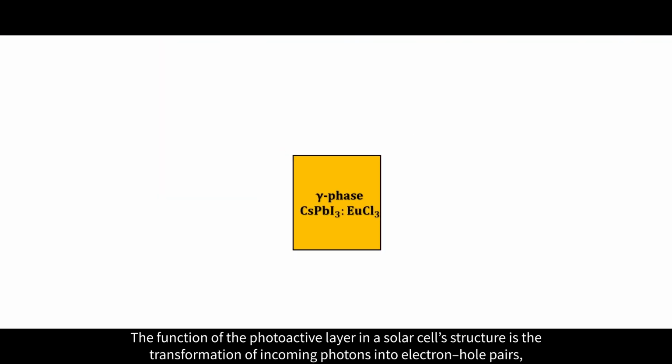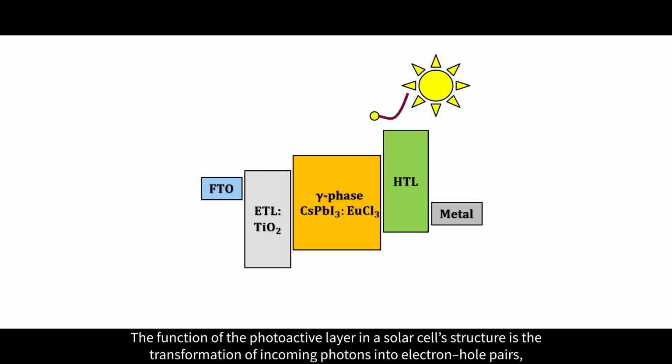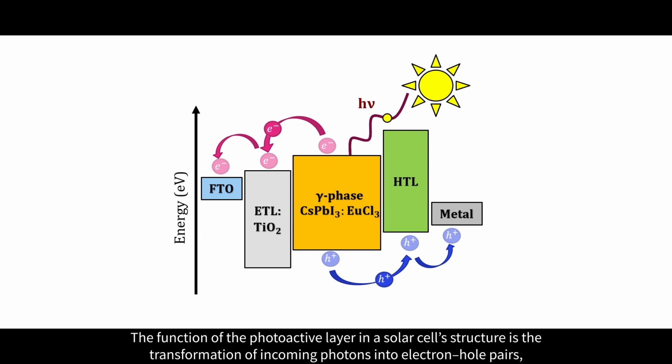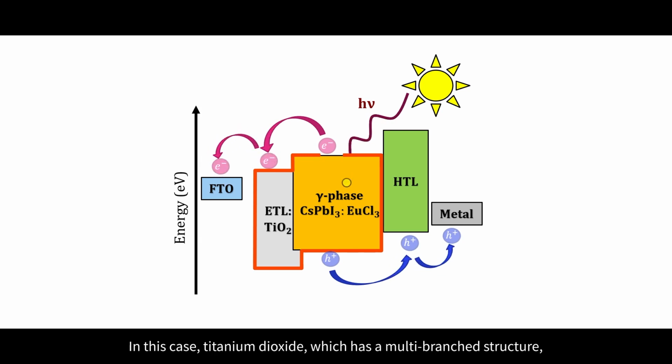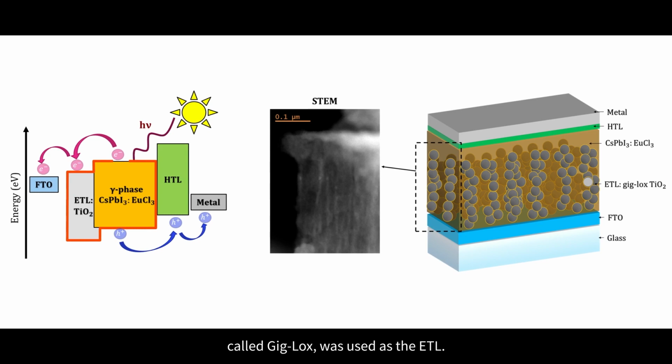The function of the photoactive layer in a solar cell structure is the transformation of incoming photons into electron-hole pairs, and corresponding transport layers must be included in the architecture to prevent their recombination. In this case, titanium dioxide, which has a multi-branched structure, called Gig-Lox, was used as the ETL.